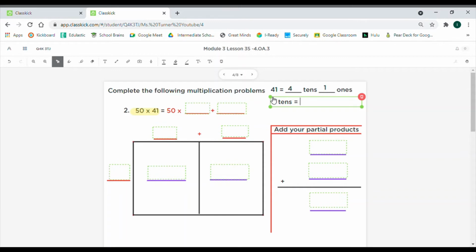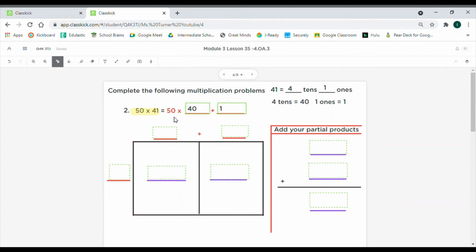If you're stuck, ask yourself, if someone gives you 4 $10 bills, how much money do you have now? If you said 40, you're absolutely correct. And 1 one. $1 bill, how much money is that? Yeah, it's just 1. So what is our addition sentence going to look like? 41 equals what? Blank plus blank. Yeah, 41 equals 40 plus 1.